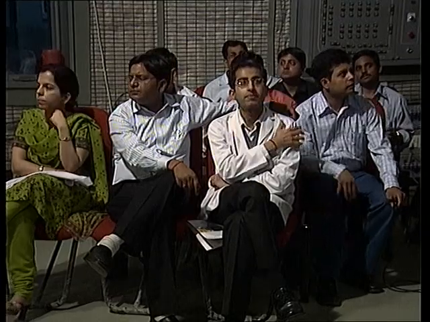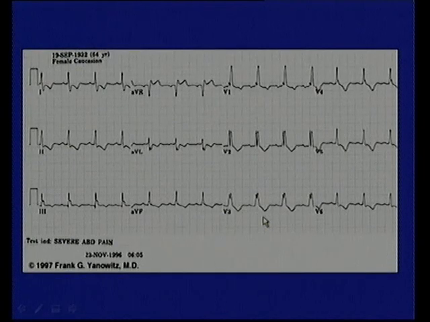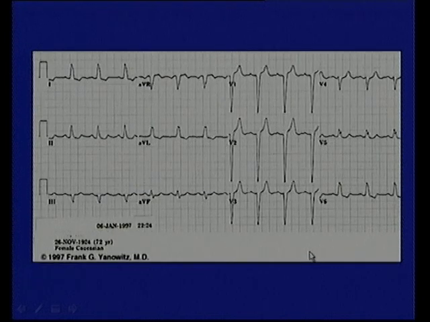So is this right bundle branch block or left bundle branch block? The morphology of QRS will tell you. Yes, in lead 1 you have an RSR pattern with broad QRS. V1 is showing an even better RSR pattern. So it is a right bundle branch block. What about this? This is a left bundle branch block.